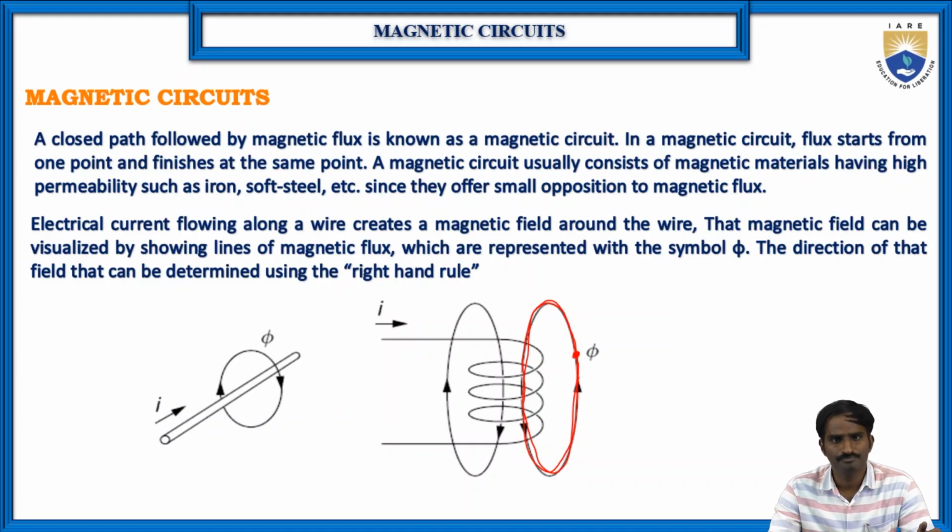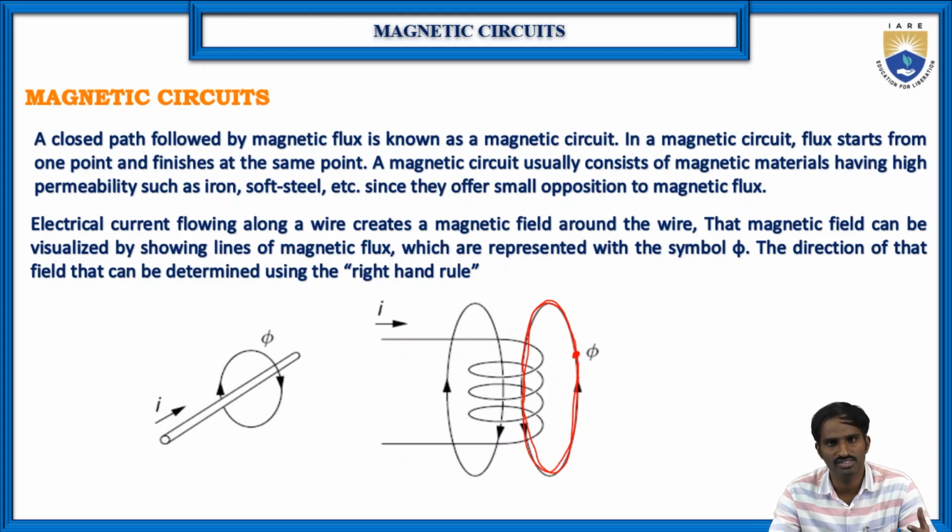Then the electrical current flowing along a wire creates a magnetic field. So how is the magnetic field generally created? Whenever a current is flowing through a conductor or a coil, a magnetic field around the wire will be set up. And the magnetic field can be visualized by showing the lines of the magnetic flux. So here the lines are called.